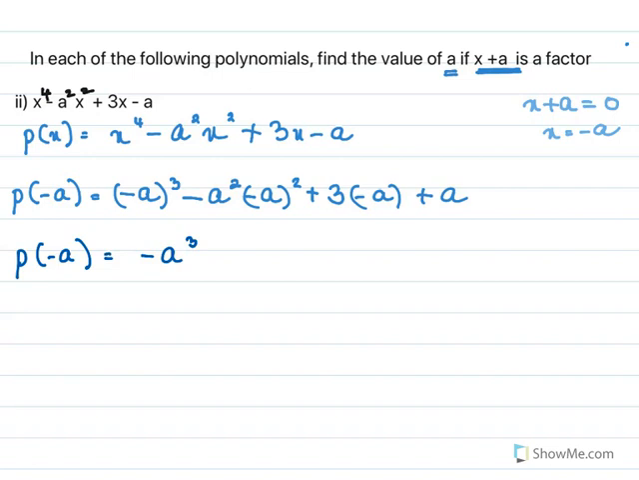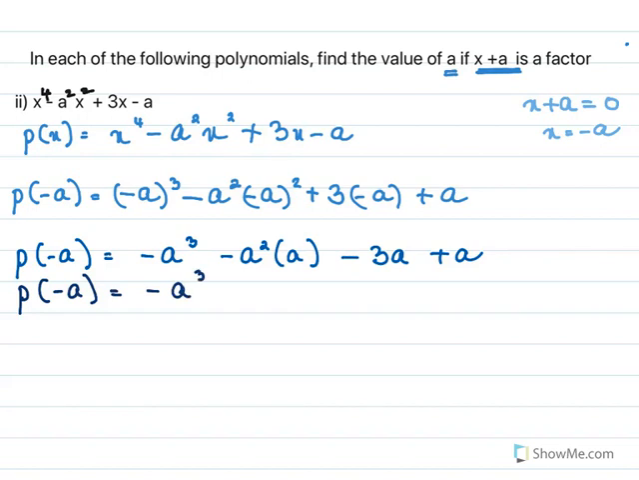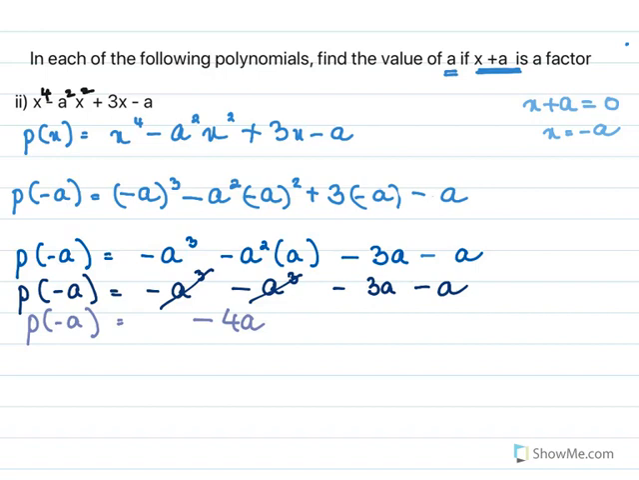So p of minus a equal to minus a cube, minus a square into a, minus 3a plus a. I made a mistake here; this should be all minus. So it should be minus here, and therefore here also it will be minus. When we put this together, this cancels out, and here you get minus 4a.